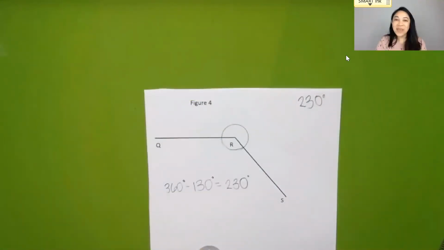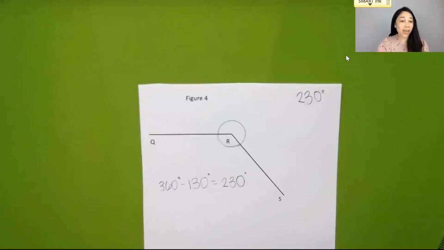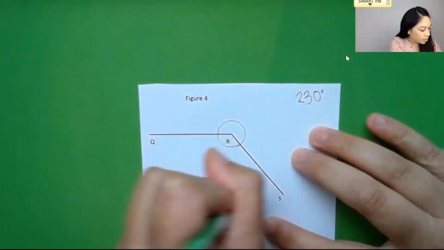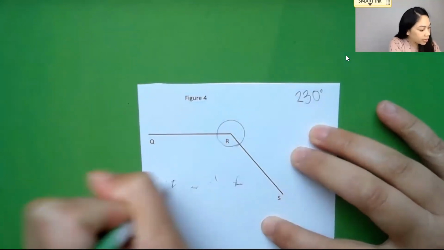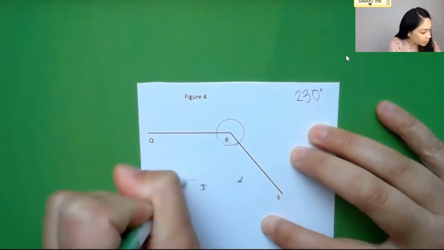Welcome back. What did you get? 230 degrees. Hey, that's the same as when we measured with the circular protractor. This method works. Let's explore another way to find the measure of angle QRS. Go ahead and erase the arc that we made previously.